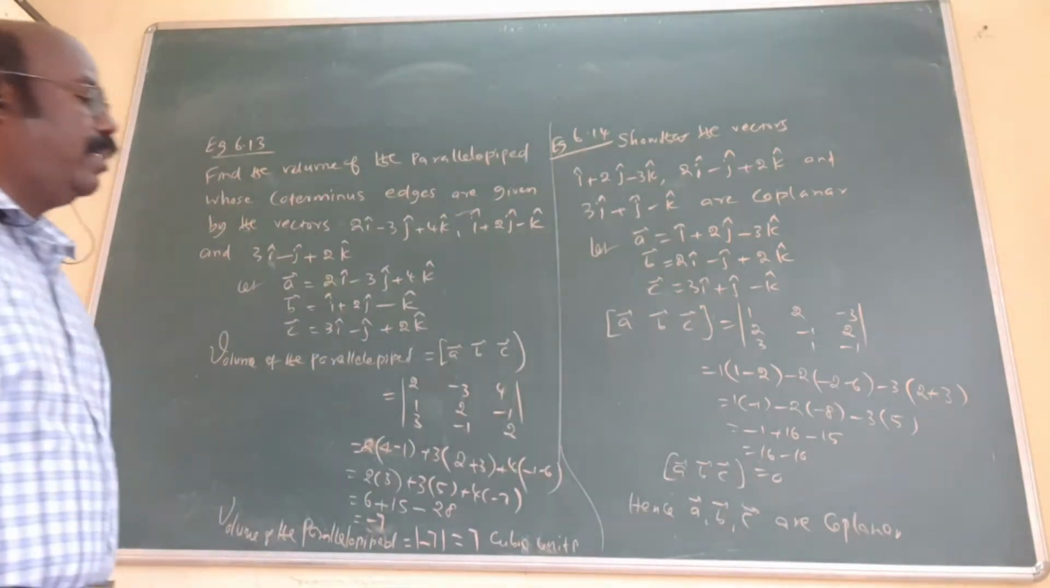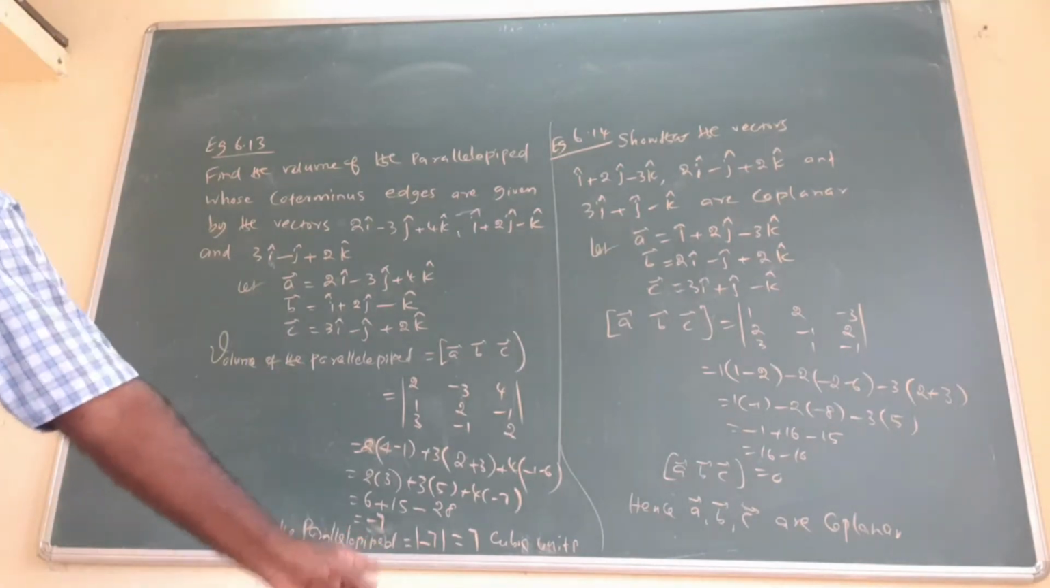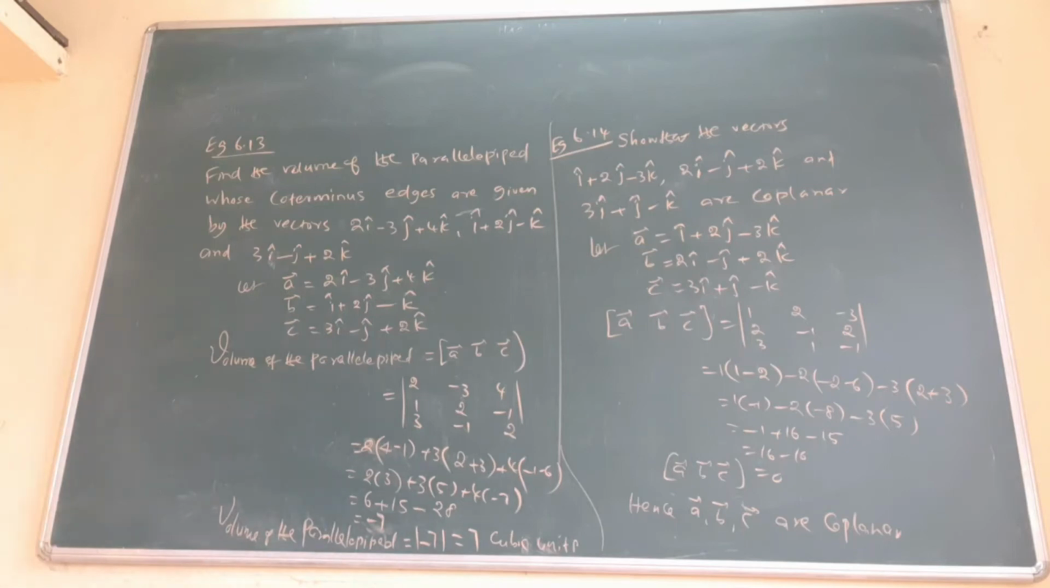Important concept of 2 mark question. You must know the property. Box product equal to 0 means the 3 vectors are coplanar. This is the idea. That's all.